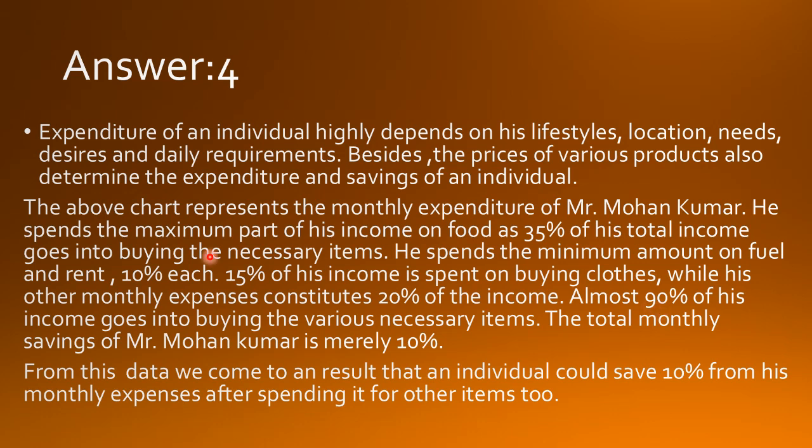Almost 90% of his income goes into buying the various items. The total monthly saving of Mr. Mohan Kumar is merely 10%. So from this data, we come to the result that an individual could save 10% from his monthly income after spending on other items too. So in this paragraph, you find an introduction, then analyzing of the data, and then the conclusion. So this is the format we follow for writing a data interpretation.